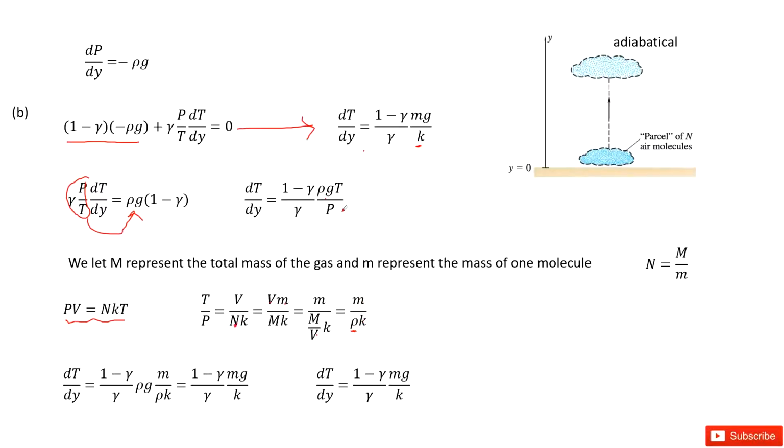Now we replace this T over P in there as M over rho k, and rho is canceled. Therefore, we get mg over k. Agree? Now, bingo, we are done for the second part.